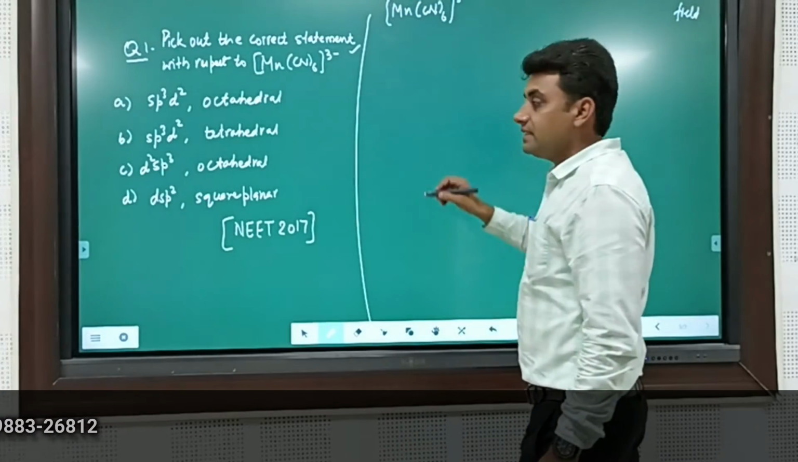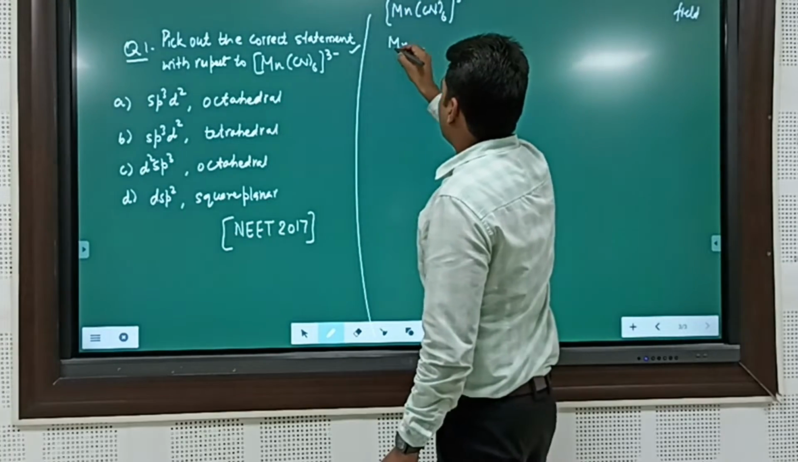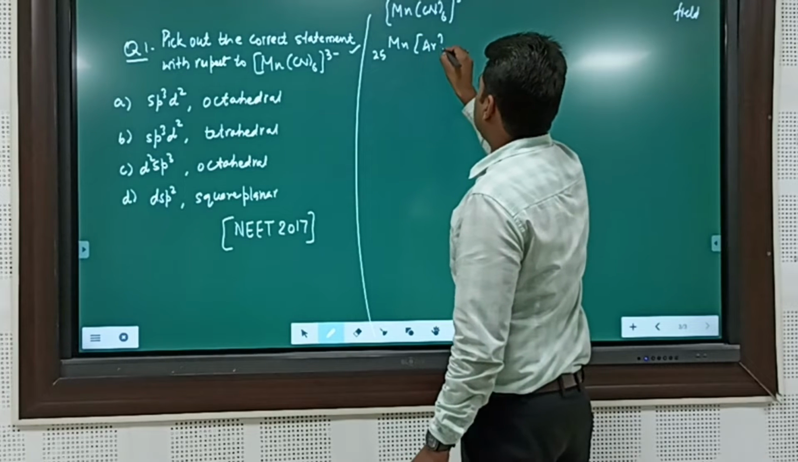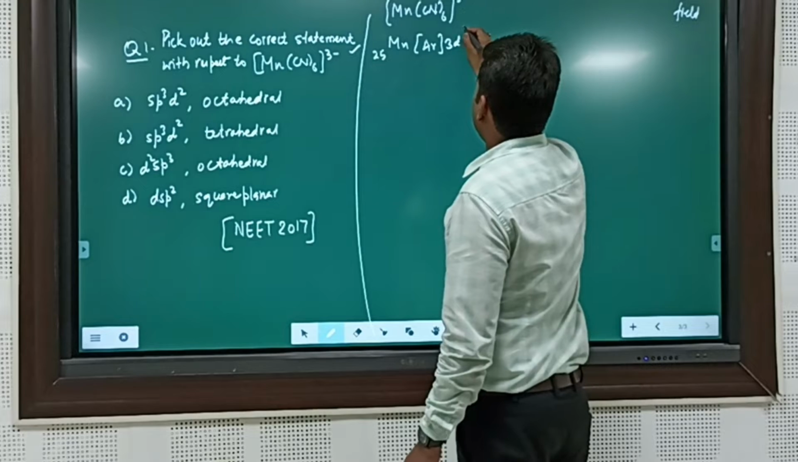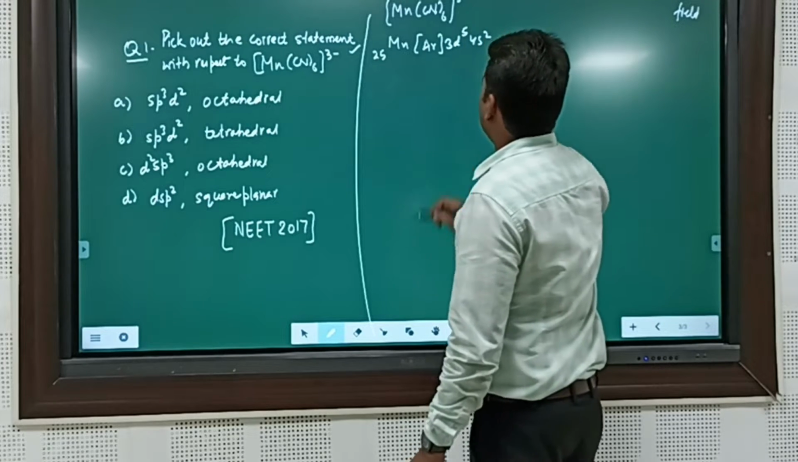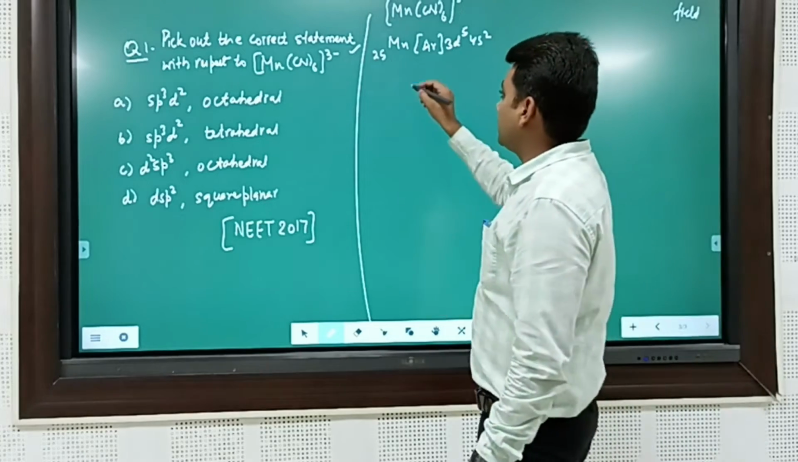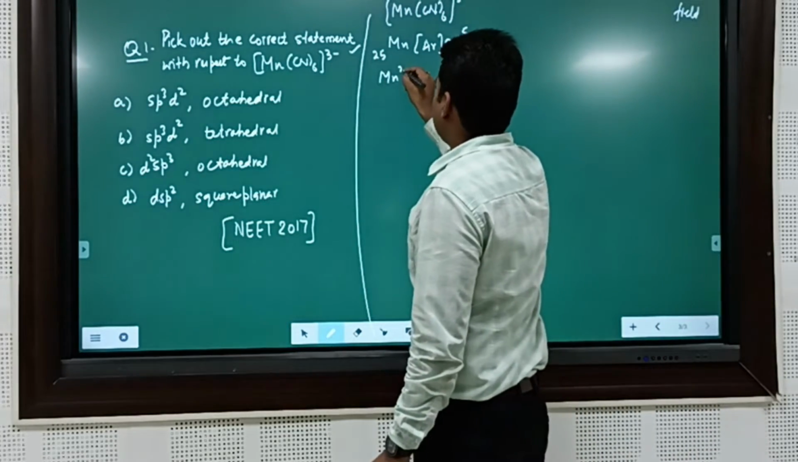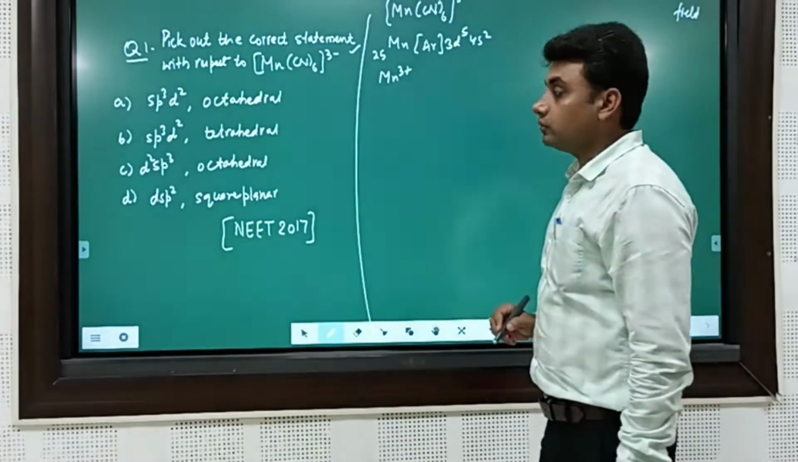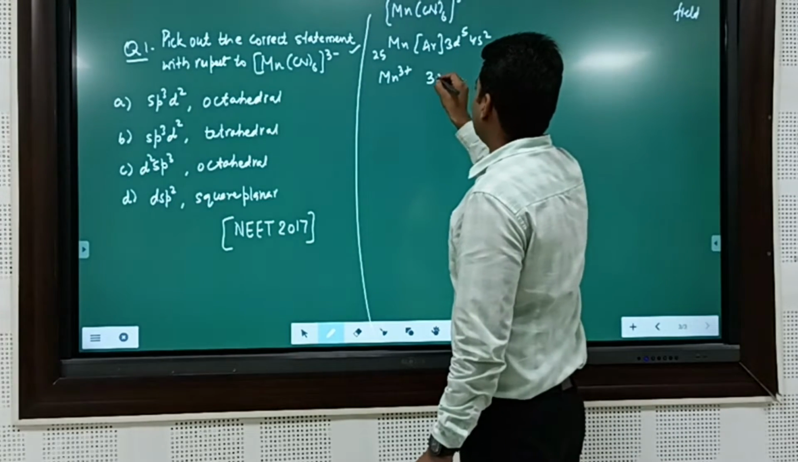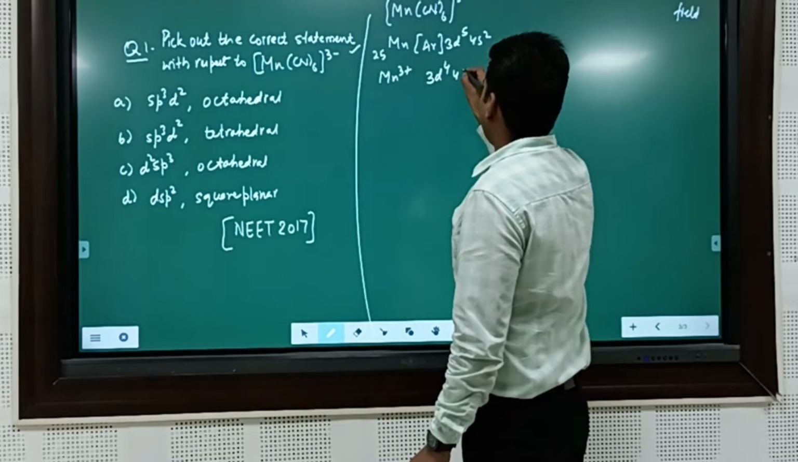In this case manganese is the central atom, atomic number is 25, electronic configuration is argon 3d5 4s2, and in the complex it appears as a +3 oxidation state. So it means there is the removal of 3 electrons from the valence shell. So the electronic configuration will become 3d4 and 4s0.